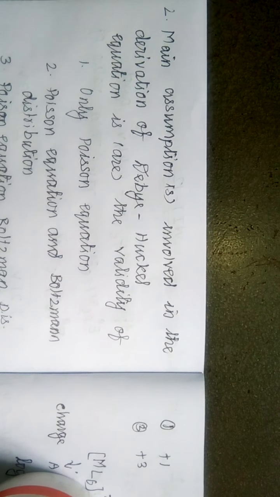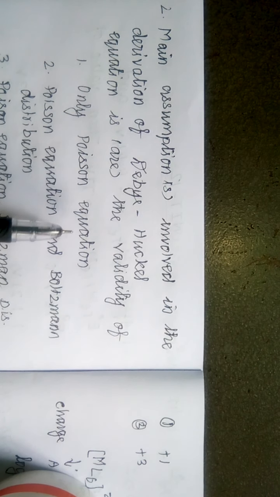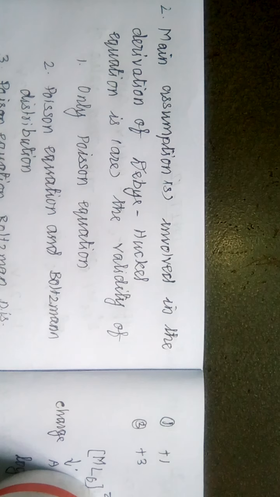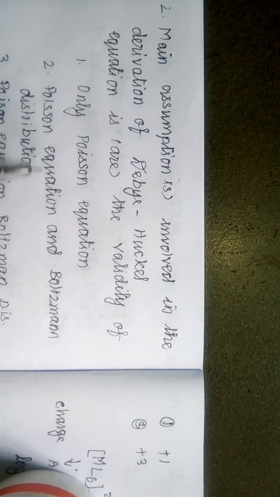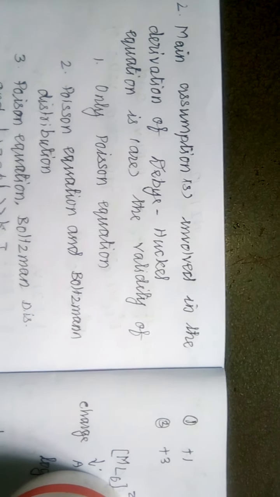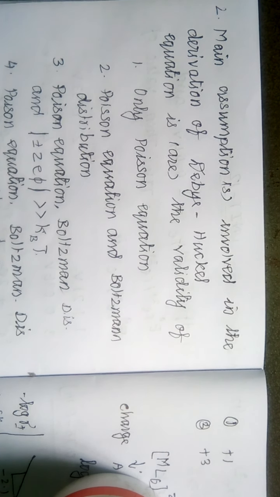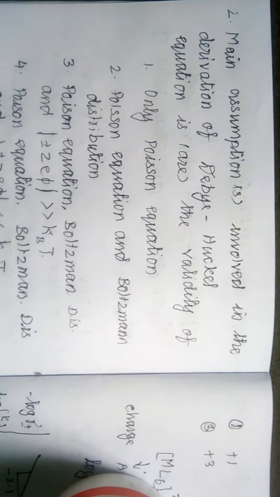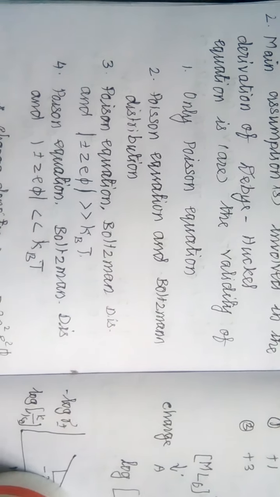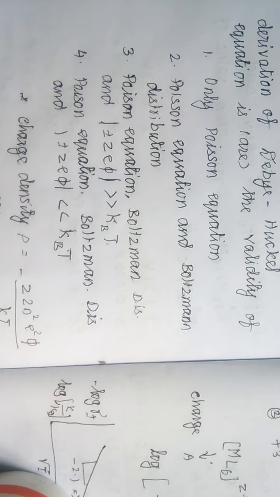This is the next question. The main assumptions involved in the derivation of the Debye-Hückel equation are given here. Only the Poisson equation is used. During the derivation, both the Poisson equation and the Boltzmann distribution are assumed. At the same time, the value of plus or minus ZeΨ is compared with kBT, greater or less. This information is given in the electrochemistry books of Puri and Sharma and Pathania. You can take it from that book also.